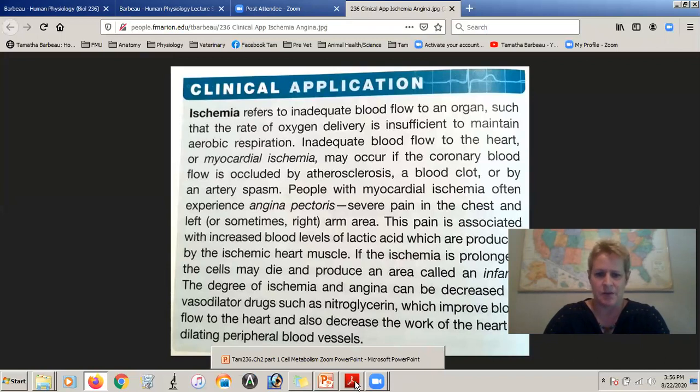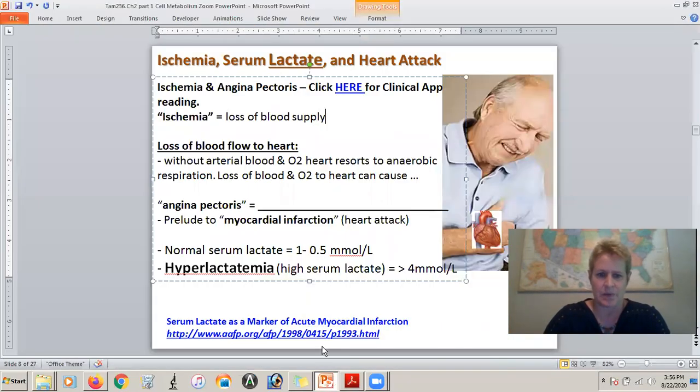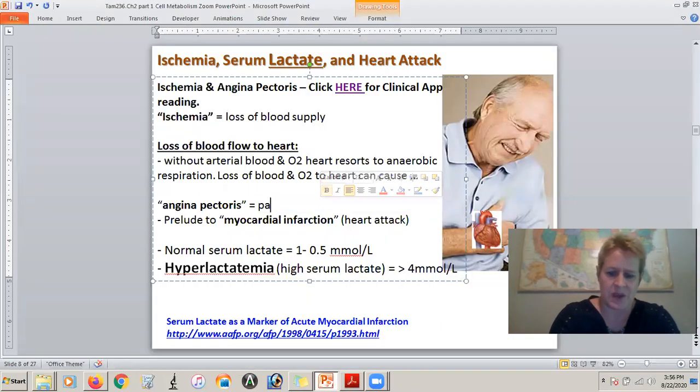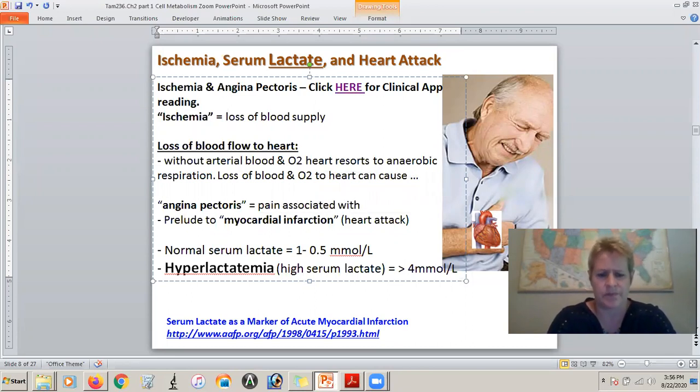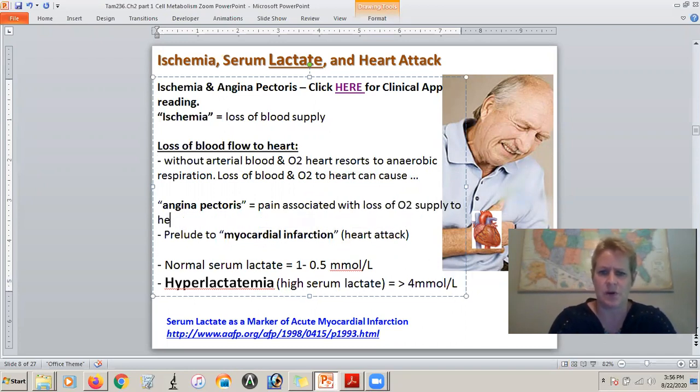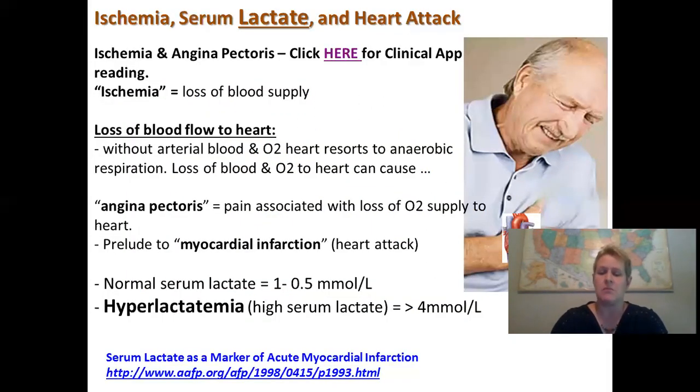Oops, let's back out. Okay. Pain associated with loss of O2 supply to the heart. It can be a prelude to a heart attack, a myocardial infarction.